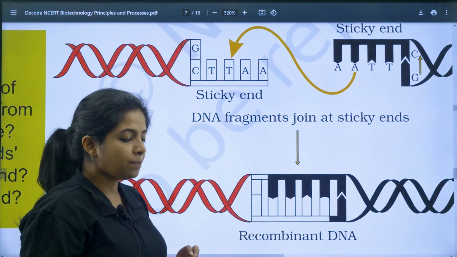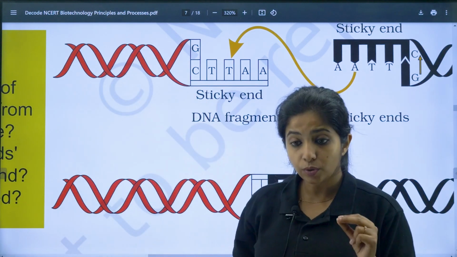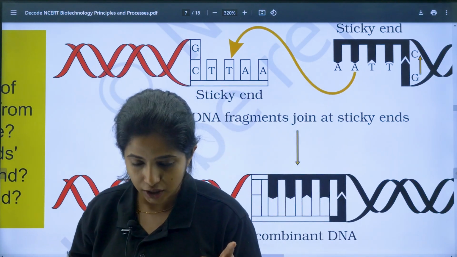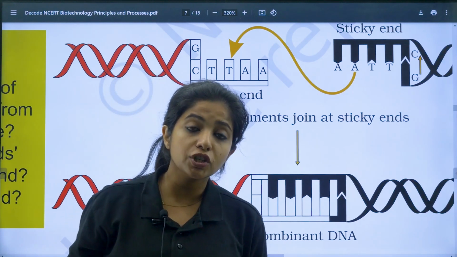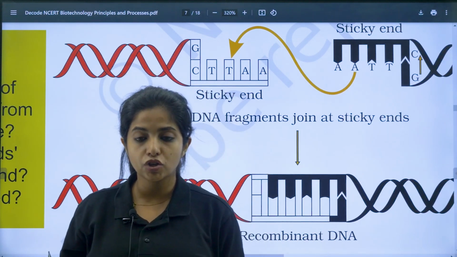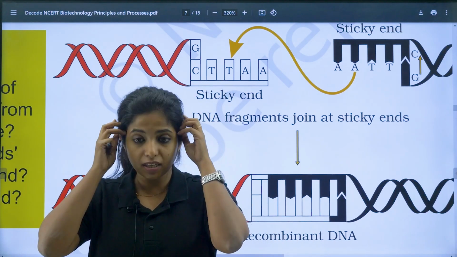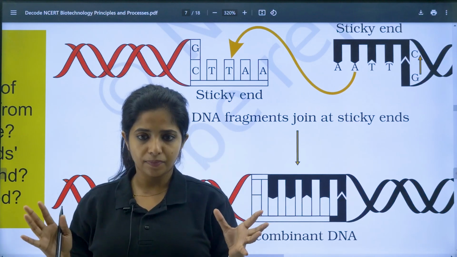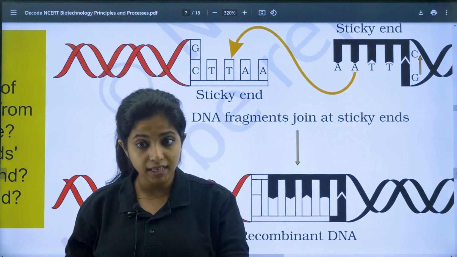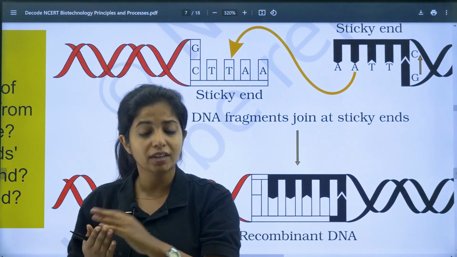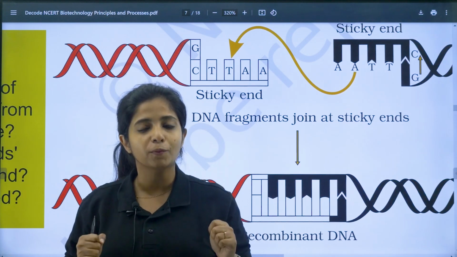So please remember, restriction enzymes cut in the recognition site. Where is the recognition site? In the sugar phosphate backbone, my dear children, and within the specific sequence they are going to make a cut. Same cut, and they are going to generate sticky ends, and these sticky ends are going to join each other as they have the property of forming hydrogen bonds.